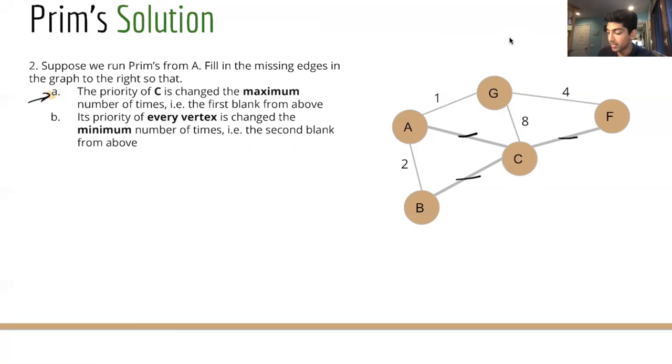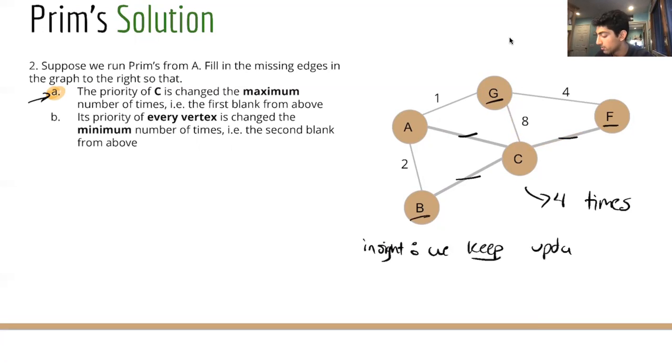So when we're thinking about part A, what we want to have happen is that the priority of C is changed 4 times, okay? The reason the priority of C can be changed at maximum 4 times is because C has 4 edges going into it, okay? So what we want to have happen is that every time we look at another vertex that's neighboring C, we update our priority of C. So here's the big insight. We keep updating the priority of C. Sorry about the writing.